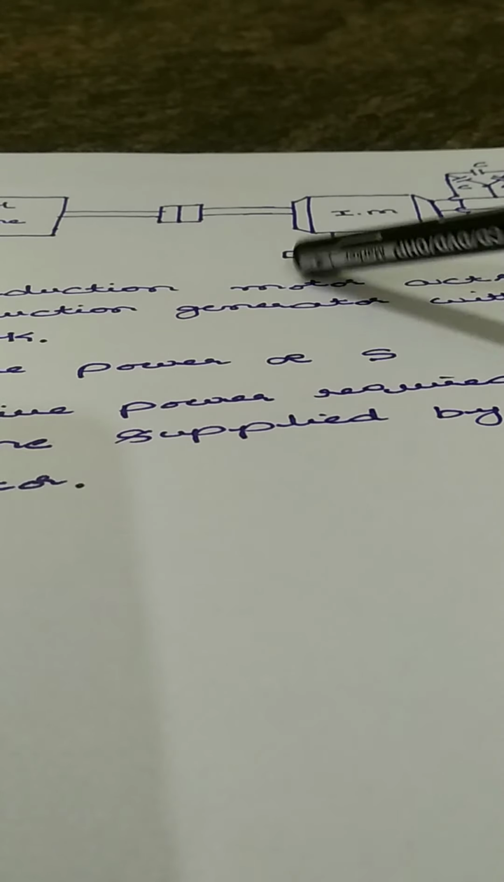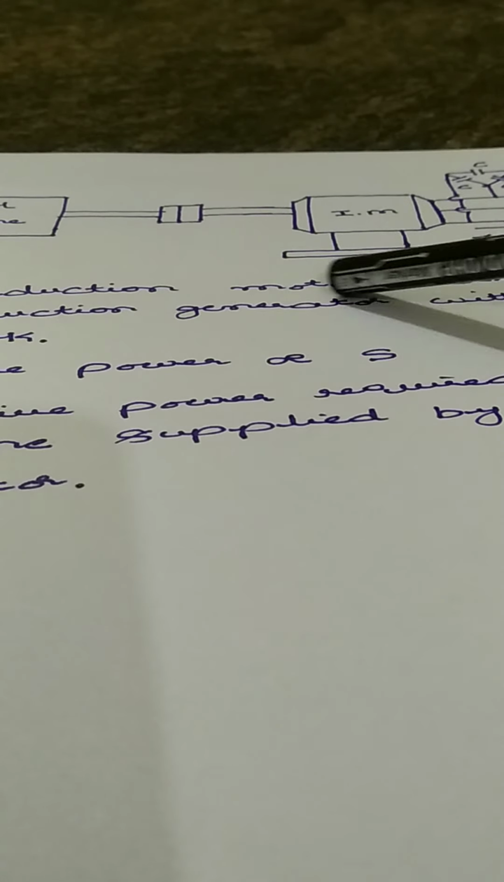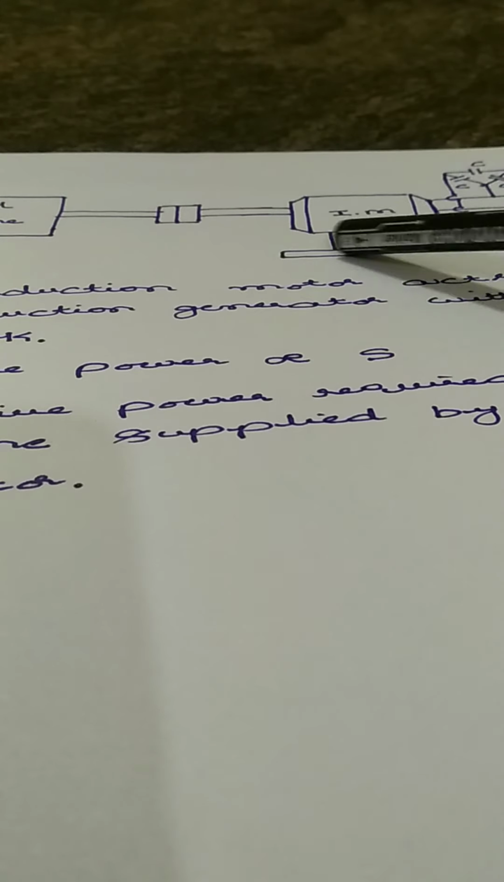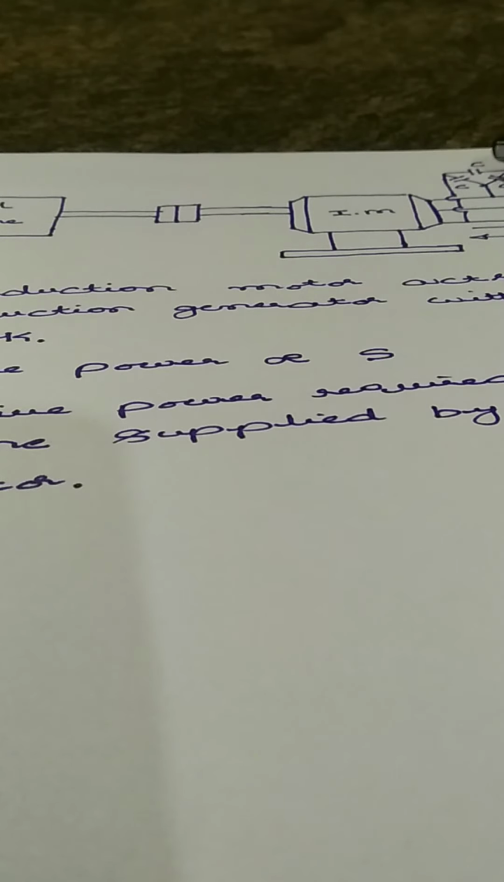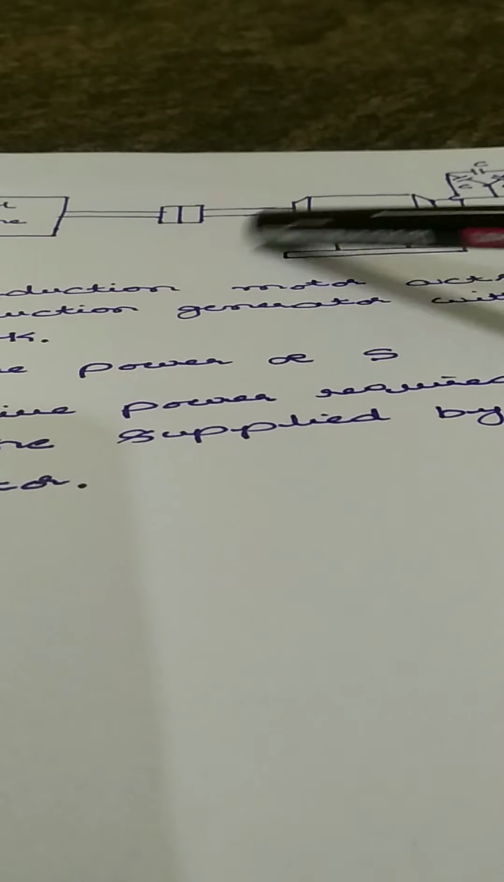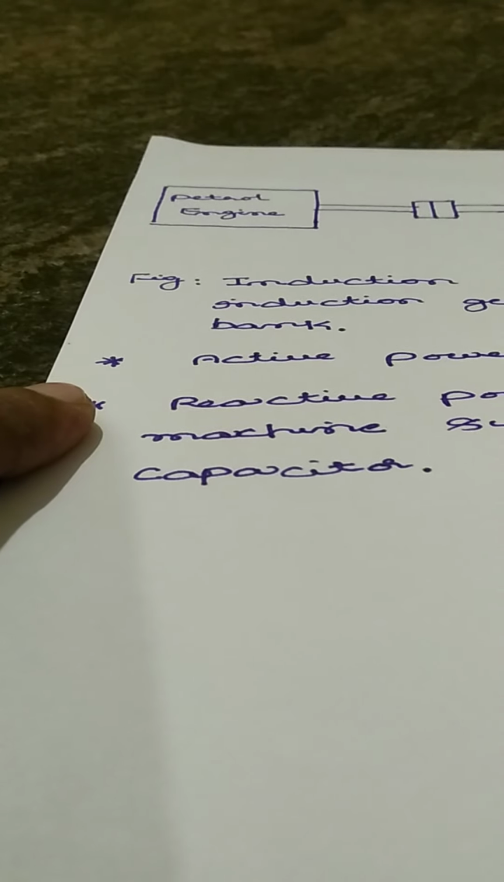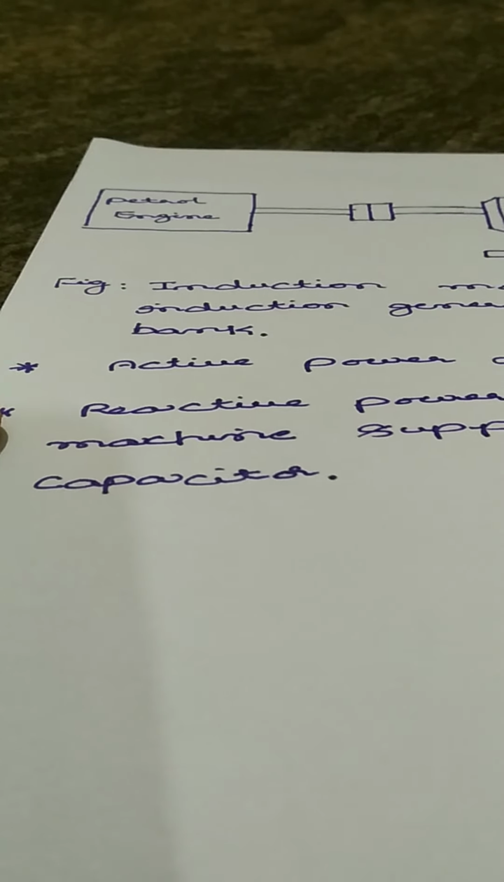Whenever an induction motor runs above the synchronous speed, it acts as an induction generator. It supplies power to the standalone system. And whatever reactive power is required for the magnetizing component is supplied by the capacitor bank. A group of capacitors is used here that will supply the reactive power for the magnetization of the induction motor.